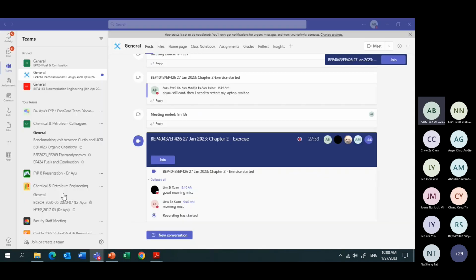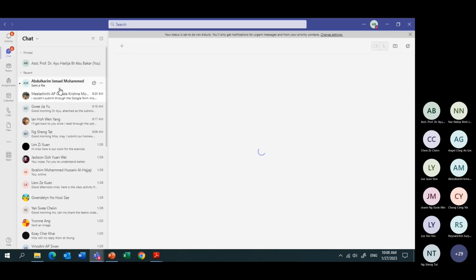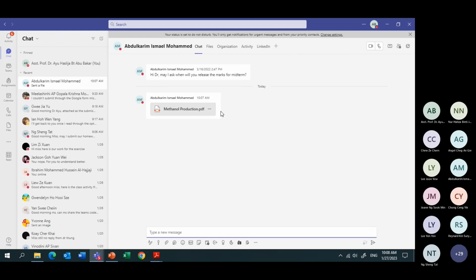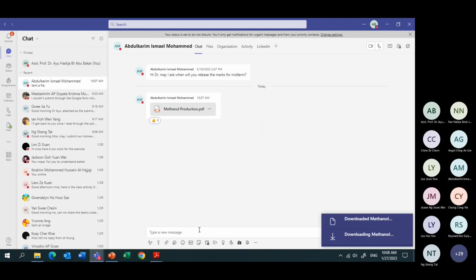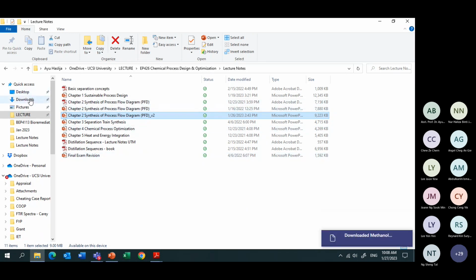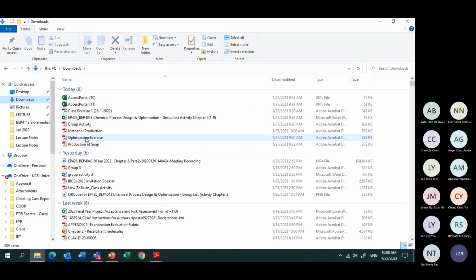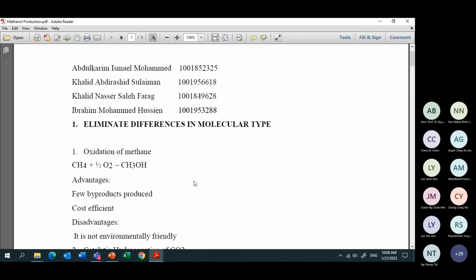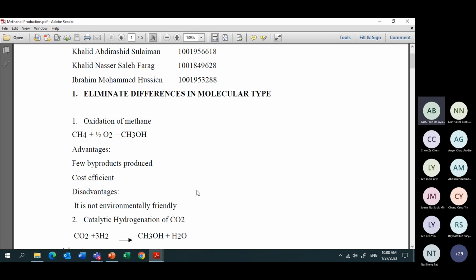Okay, let's see if any more groups submitted. Okay, thank you, Abdul Karim's group, for submitting the exercise. Now we move to the first step, which is eliminate differences in molecular type.